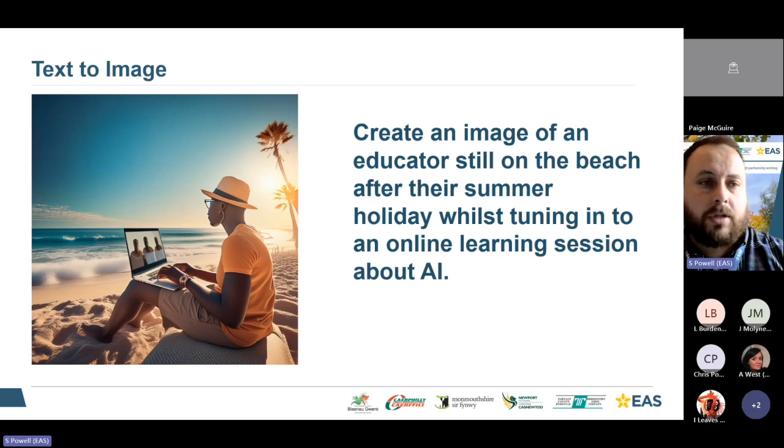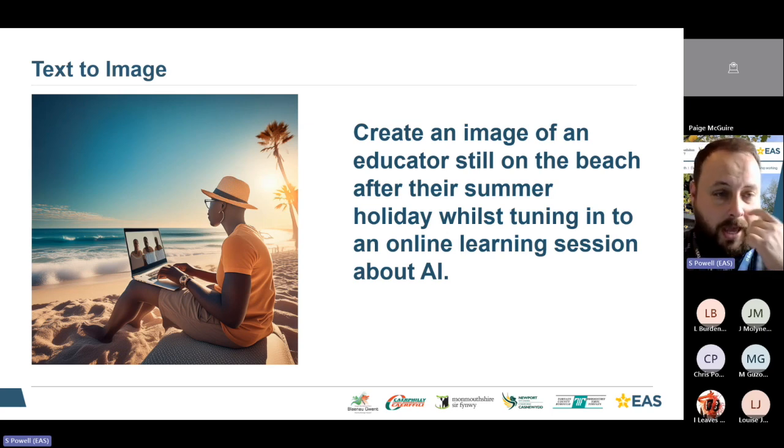We could also use text to image. So that's where it will transform written words into pictures. And I'm seeing lots of people using the Adobe Firefly tool within Adobe Express to create images and to really make things engaging for our learners. So you can see here the prompt that I asked was create an image of an educator still on the beach after the summer holiday whilst tuning into an online session all about AI. And that's what it gave out to me.